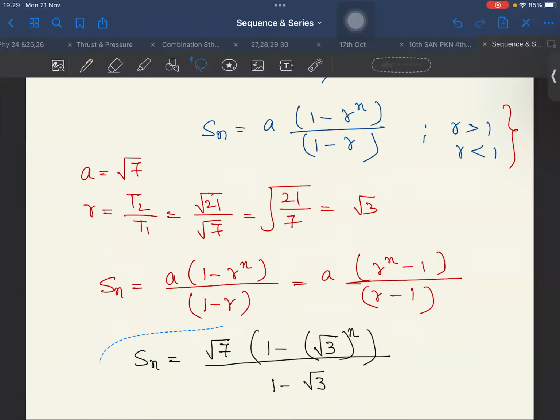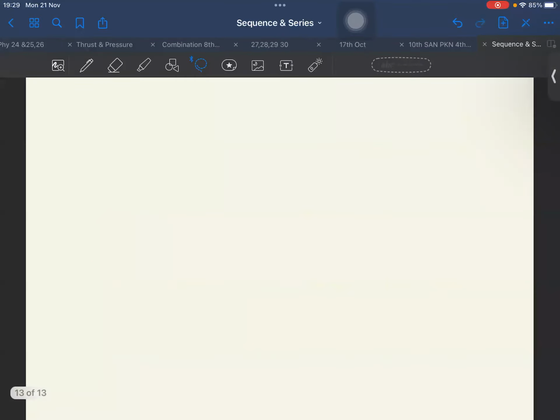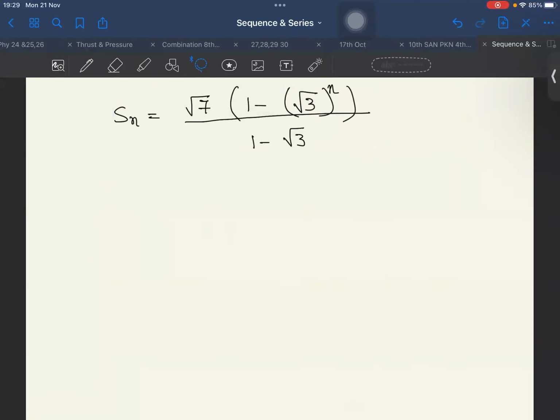But if you want to expand or simplify this, or suppose there is some proof where you have to prove some other value, you can just play with this equation. Root 7 let's keep outside. What else can you write? Let's write root 3 as 3 to the power of 1 by 2, then to the power of n, upon 1 minus root 3.